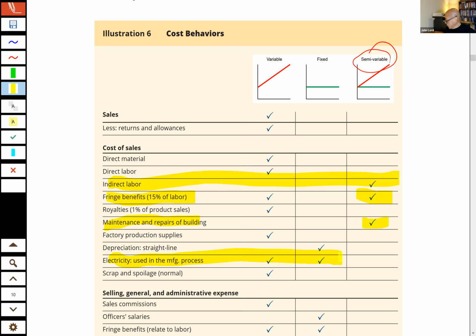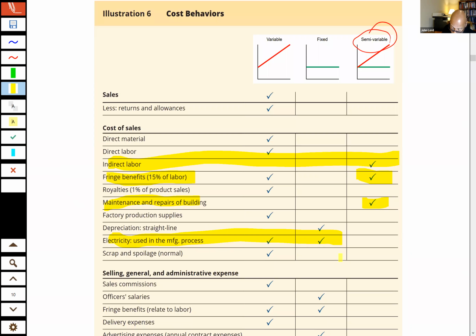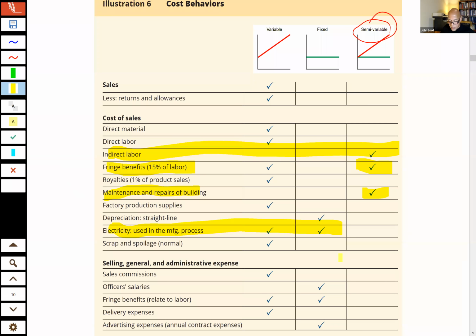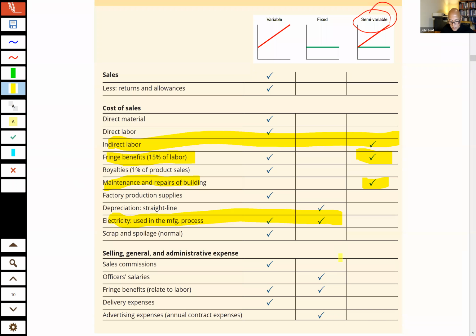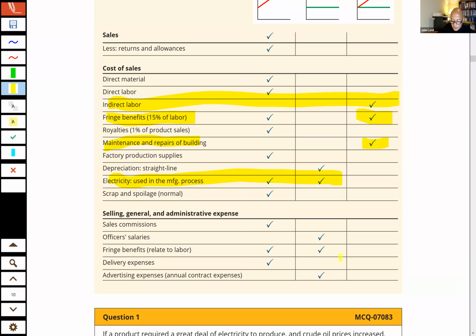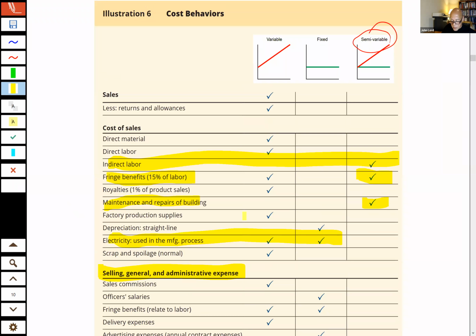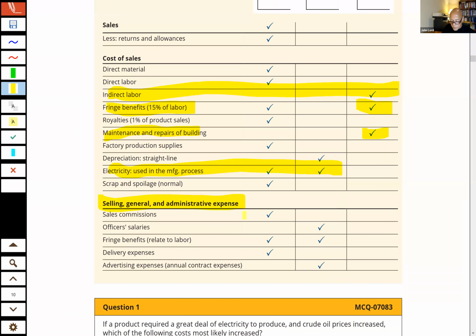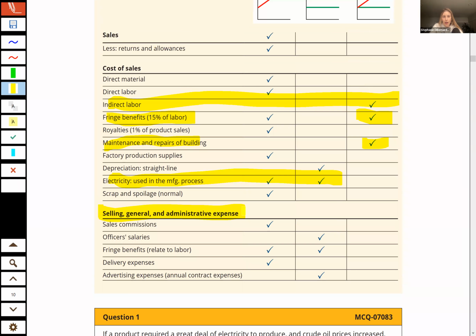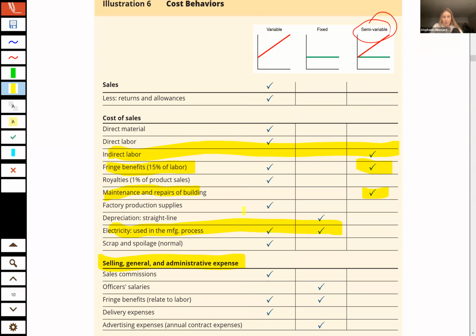I tend to look at them as stepped versus what they're calling semi-variable. But take a look at some of these questions. I think you'll get used to how they work these. And then again, as I've mentioned, my selling and administrative expenses can work in a similar manner. It almost seems like they're categorizing them based on use.